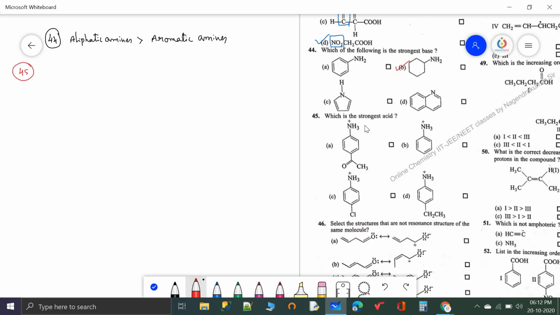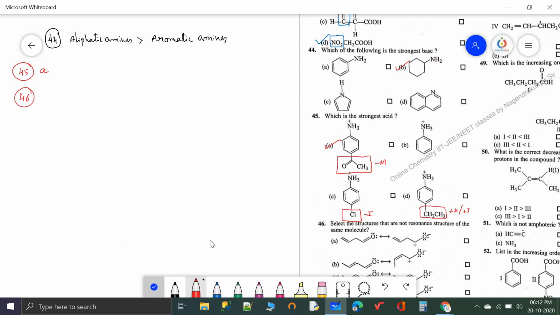And 45. Which is the strongest acid? Actually, these are all acids. Among all these, we need to search for the one that has the electron withdrawing group. Here, chlorine is an electron withdrawing group. That electron withdrawing nature is due to the minus I effect. This is the plus H as well as the plus I group. Here, no such groups are there. But in this case, you can see a minus M group is there. So the electron withdrawing nature of the minus M group is predominant over the other groups. So option A is correct. So for 45, A is correct.